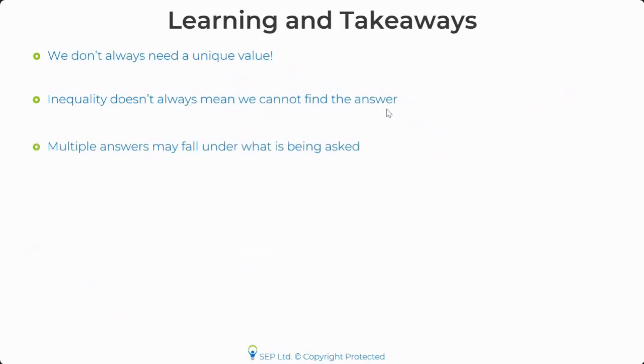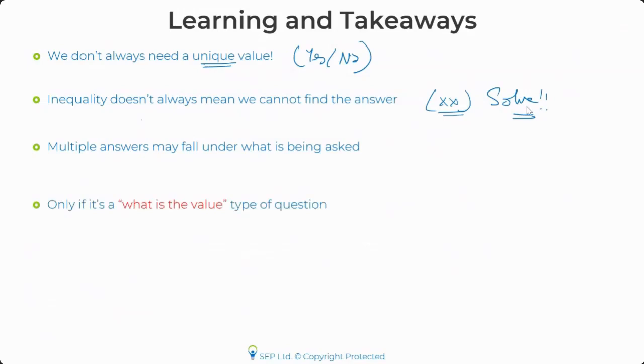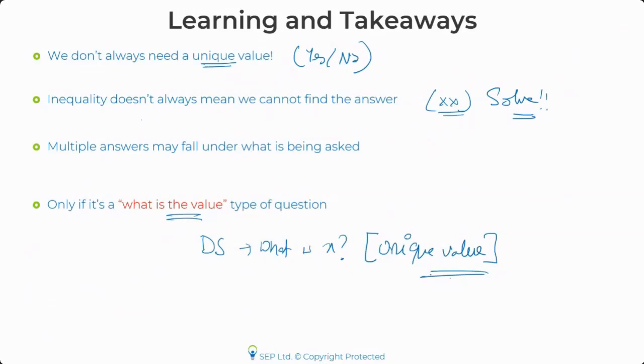And as I told you, this is a yes-no kind of question. So we are not looking for a unique value. In a yes-no question, we just need to answer yes or no. If it's an inequality, don't always think that you cannot get the answer. Please solve the question and then decide whether you can get the answer or not. And the last learning is, if it's a what-is-the-value kind of DS question, where it says, what is X or what is the value of X, then only and only then you look for a unique value. Okay, so I hope this is perfectly clear. If you have any doubts, please ask.